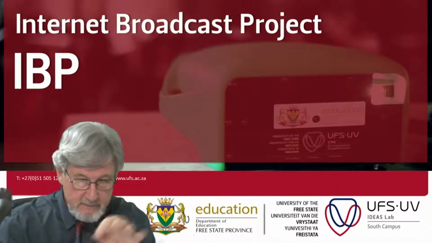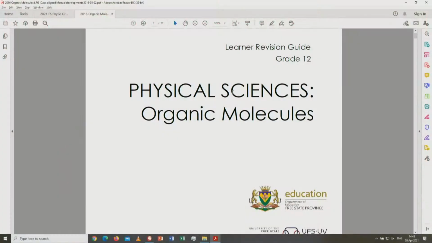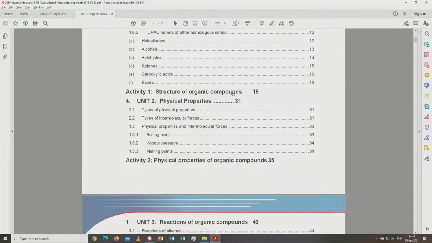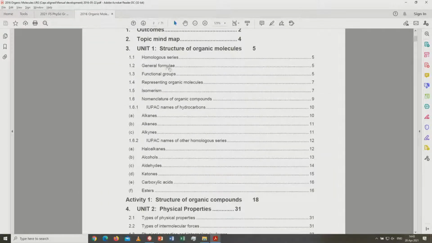But look at what it looks like. The document looks like this. There's the whole page. Physical Sciences Organic Molecules. This is the best resource that you can have for your organic studies. Nomenclature is there, how you name them, etc. If you do not have this document, you must get it. It is better than any textbook on the market.